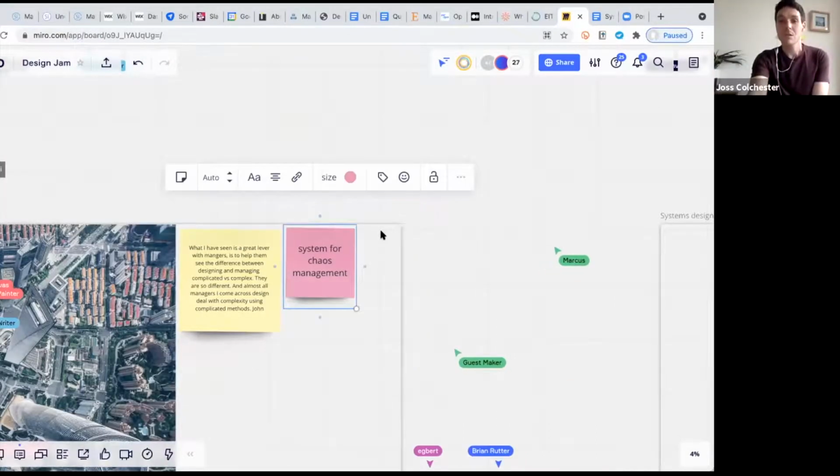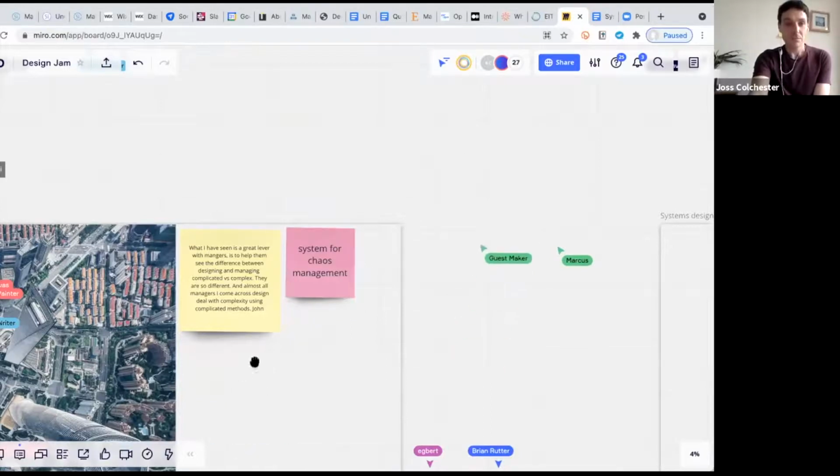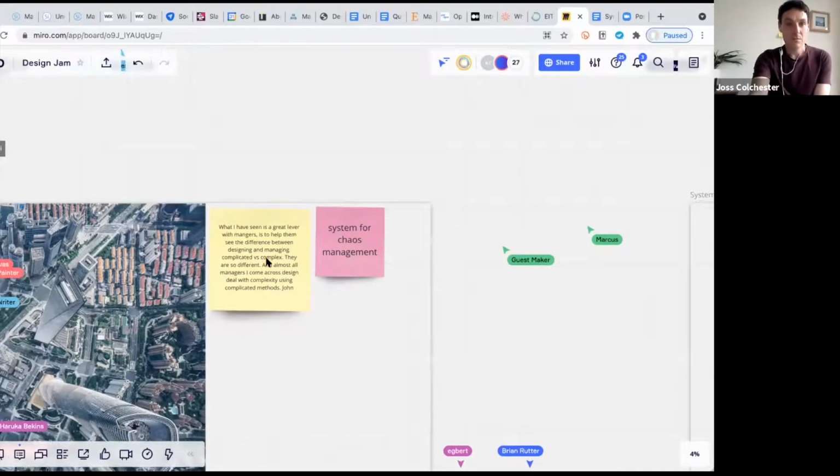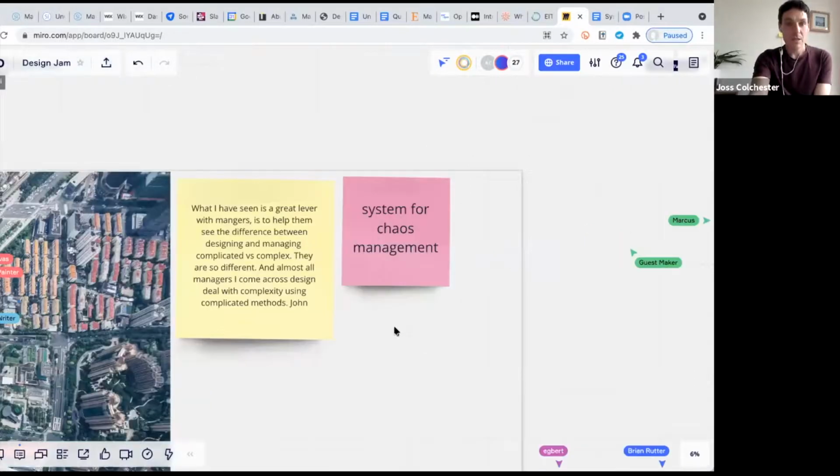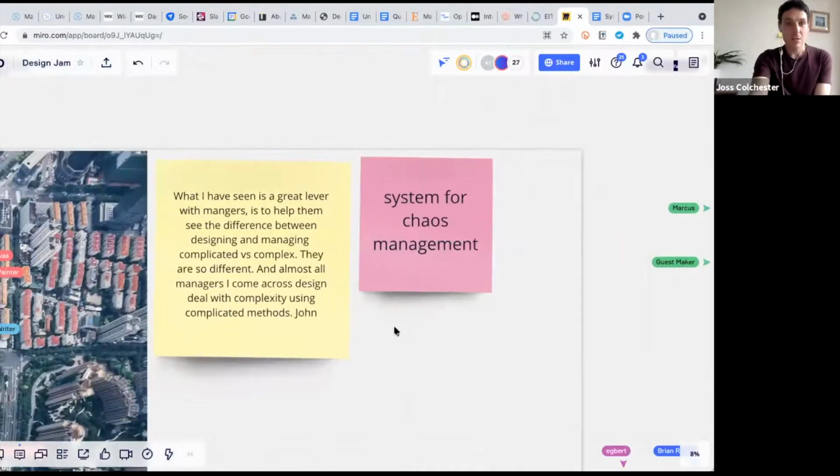Someone want to say a word about this? What I've seen is a great lever with managers is to help them see the difference between designing and managing complicated versus complex. They are so different, and almost all managers I come across deal with complexity using complicated methods.